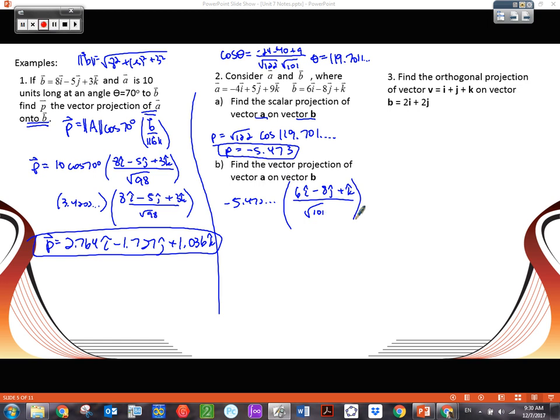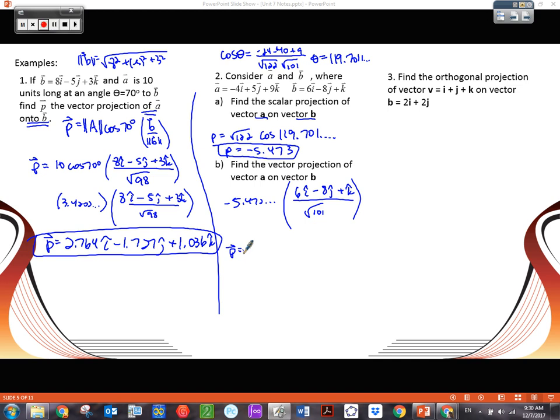Now it's just a calculator exercise. I'm going to have to distribute this times the 6 and divide it by 101. This times the negative 8 divided by 101, root 101. You with me? This times the 1 divided by root 101. I just have to do all those calculations with my calculator, and then I would come up with the vector projection P.